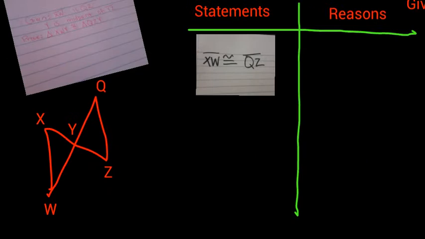Okay, for this proof we are given that XW is parallel to QZ. We are also given that Y is the midpoint of YZ. So we already know that XW is congruent to QZ because it's given information. So for statement number 1, you're going to say XW is congruent to QZ, as you can see right here. And then the reason being is it's just given.